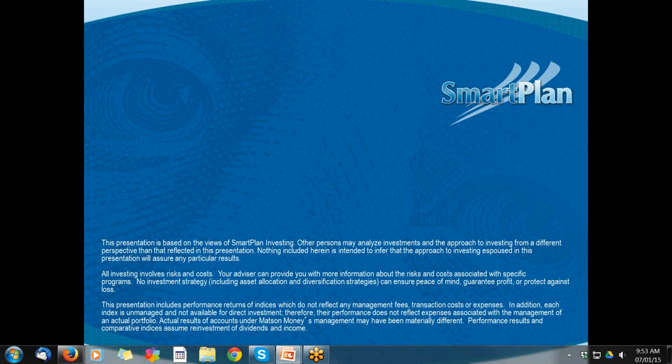Today we are going to talk about a scientific, academic approach to investing called modern portfolio theory. The portfolios offered through Smart Plan utilize this and other Nobel Prize winning approaches. Today we will discuss modern portfolio theory and how our investors harness its power.